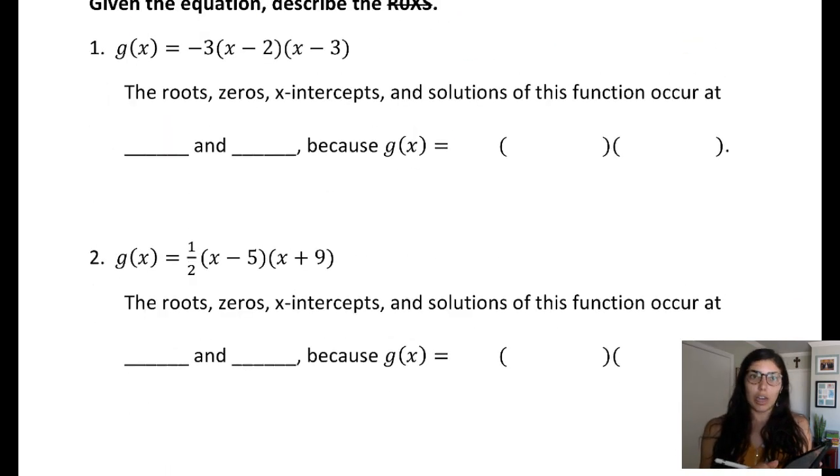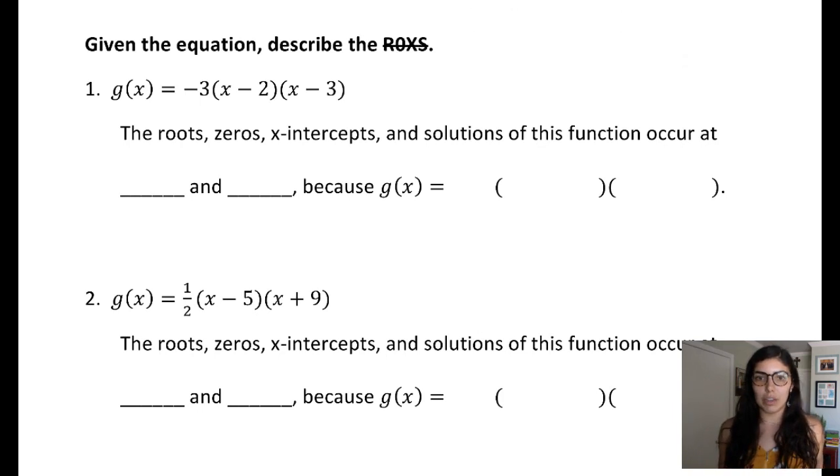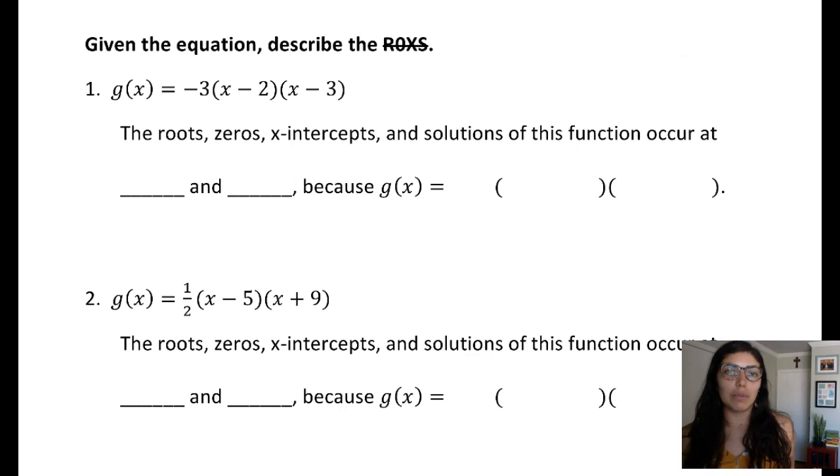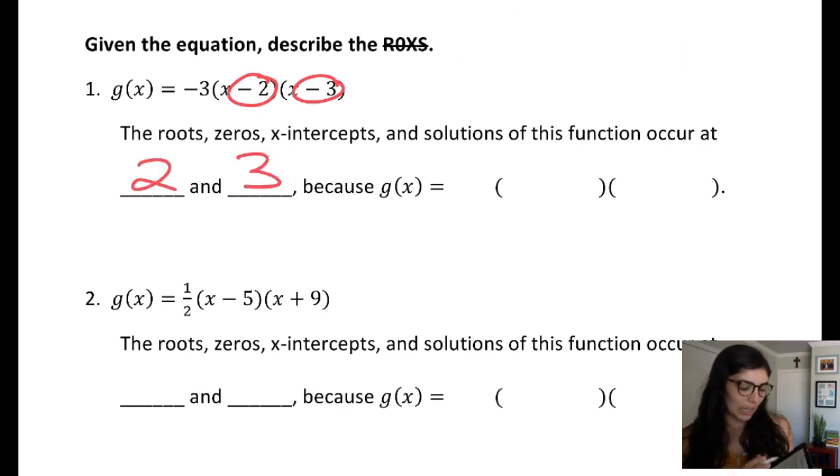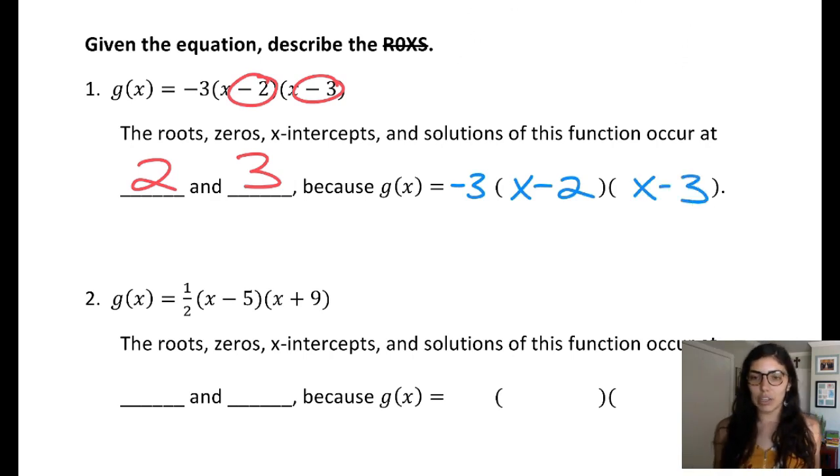Okay, so let's look at number 1. Given the equation, describe the ROCKS words: the roots, zeros, x-intercepts, and solutions. It says the first function, g of x, is equal to negative 3 times (x minus 2) times (x minus 3). So we know that the roots, zeros, x-intercepts, and solutions are the opposites of the factored form, so this particular function is going to have x-intercepts at 2 and at 3 because of this intercept form. That's exactly what intercept form tells me.